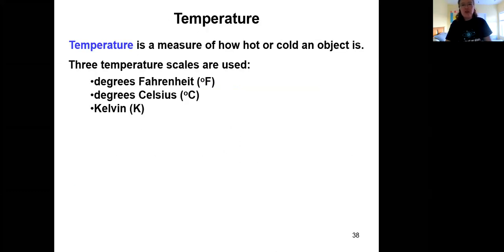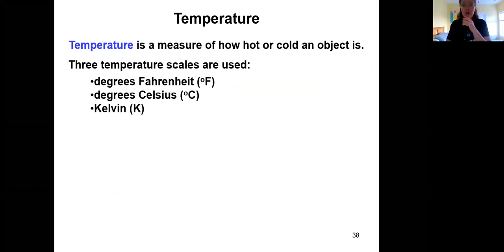We're on to something new, temperature. Temperature, of course, is a measure of how hot or cold an object is. In fact, we'll learn later, it's really measuring the kinetic energy, so the energy and the movement of all the particles. When you take your temperature in your mouth, you're really just measuring the amount of energy in the moving particles in all the stuff in your mouth.